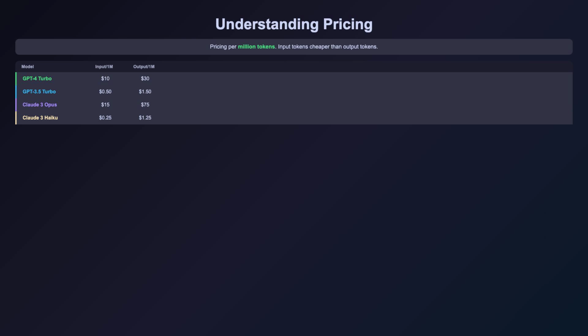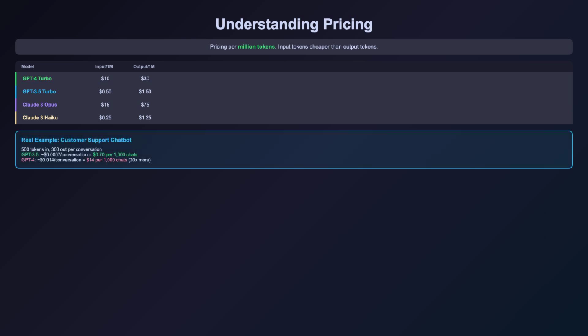GPT-4 Turbo costs about $10 per million input tokens and $30 per million output tokens. GPT 3.5 Turbo is much cheaper at 50 cents and $1.50 respectively. Claude 3 Opus, the most capable Claude model, costs $15 input and $75 output per million tokens. Claude 3 Sonnet is $3 and $15. Claude 3 Haiku is very cheap at 25 cents and $1.25.